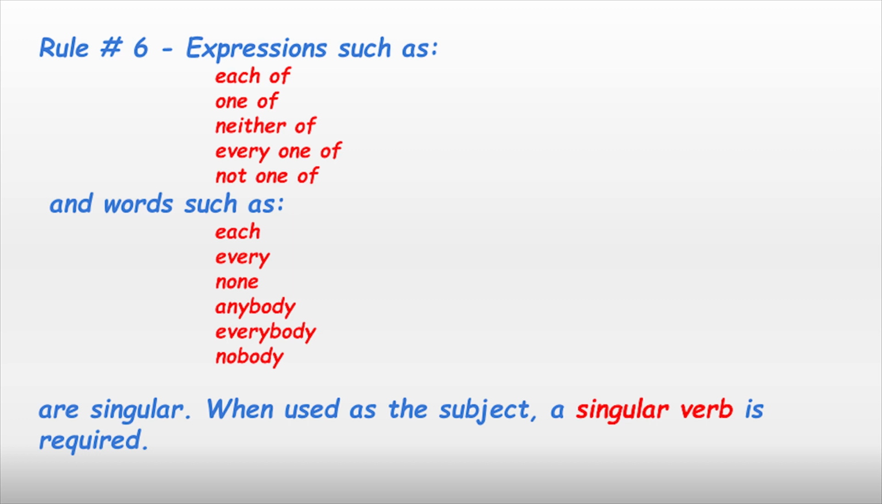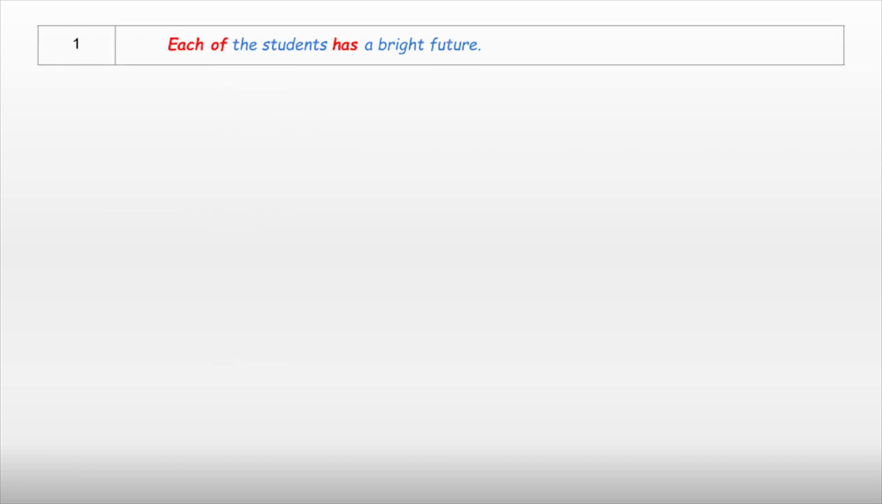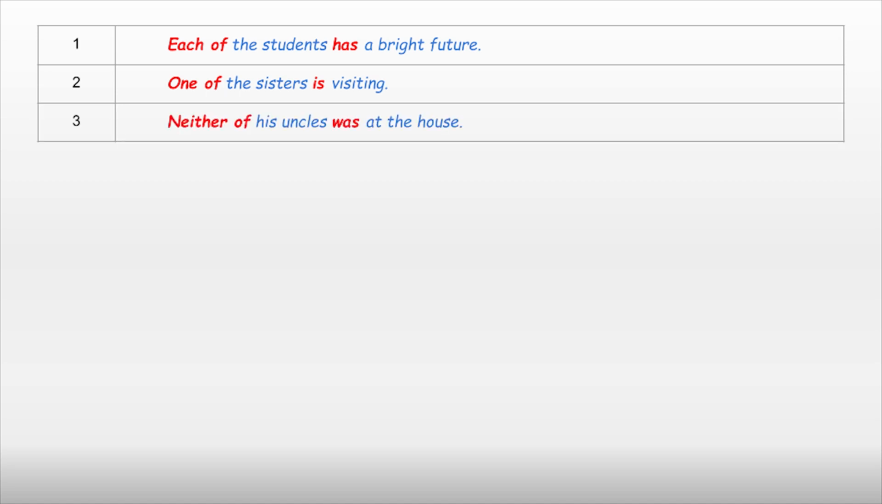Here are some examples. Each of the students has a bright future. The subject is each and not students, so we use a singular verb. One of the sisters is visiting. The subject is one, not sisters, so the verb is singular. Neither of his uncles was at the house.